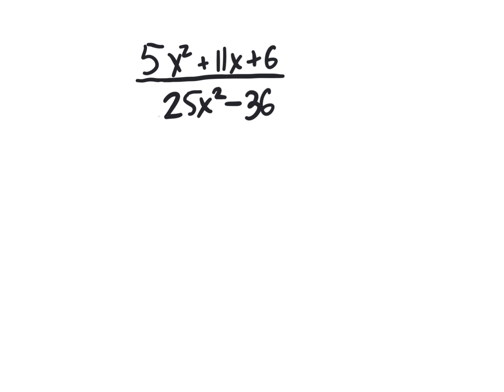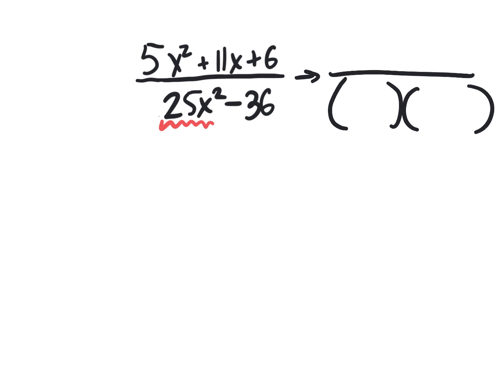So I am going to rewrite this entire fraction over here. But instead of 25x squared minus 36, I want to put my parentheses. I'm going to square root 25x squared. What's the square root of 25x squared? 5x. And then what about the square root of 36? 6. And what signs do I need in here? A positive and a positive, a negative and a negative, or one positive, one negative? One positive, one negative. So we factored the bottom one.